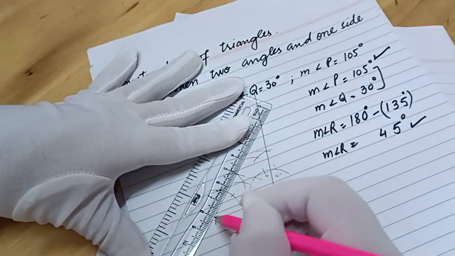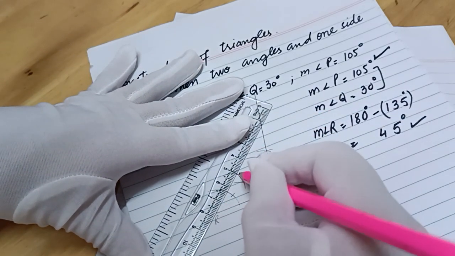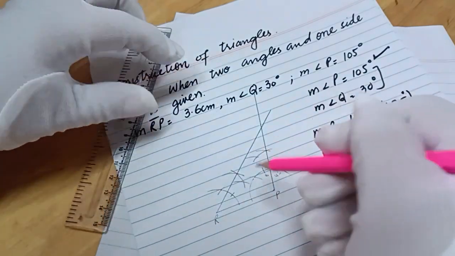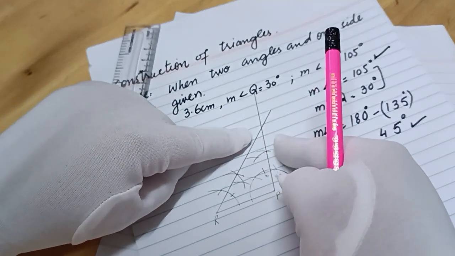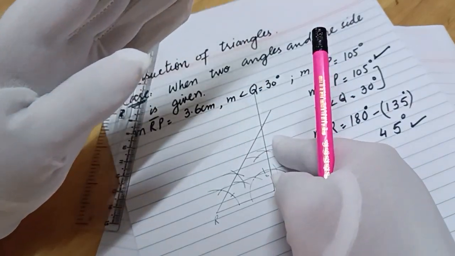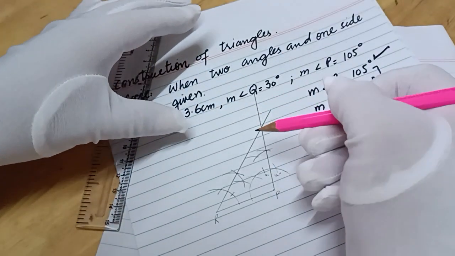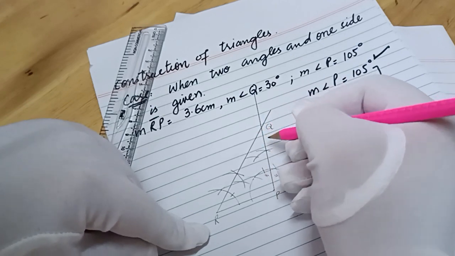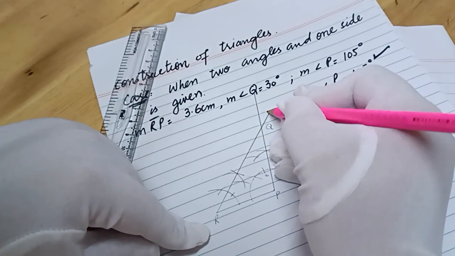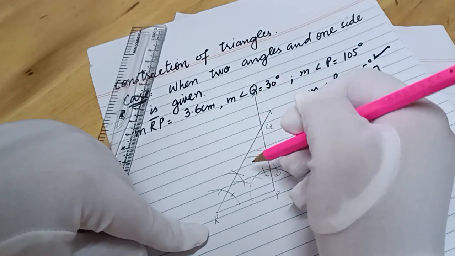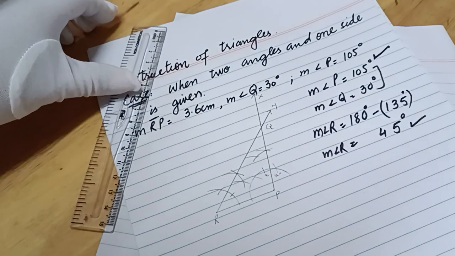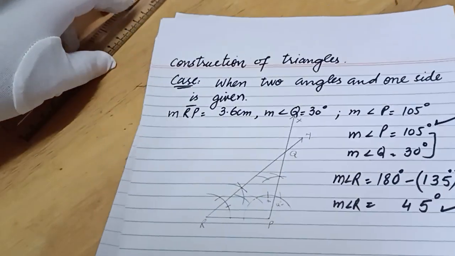Now keep your scale touching the pencil tip here and touching the pencil tip here. Check your measurement properly and then draw. Both of these extended angle arms should cut each other, otherwise you can extend the sides so that they give you an intersection point. The intersection point will be called Q. If you check this angle, this must be 30 degrees. Name these extra lines as P to X, R to Y. These are the free lines.